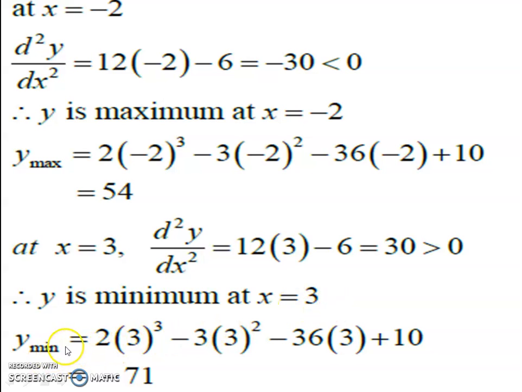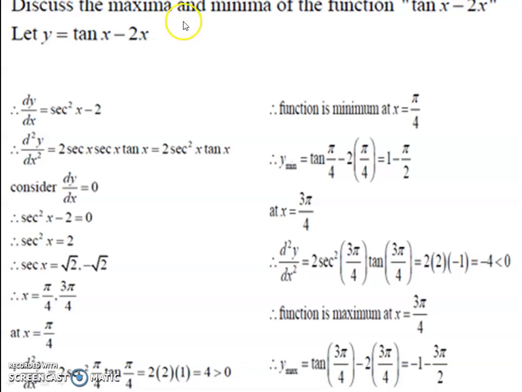Now we have to put x equal to 3 in equation number 1. Y is equal to 2 into 3 cube minus 3 into 3 square minus 36 into 3 plus 10. 3 cube is obviously 27, 3 square is 9, and 3 remains the same. Simplify, we derive minus 71. So in this way, x equal to minus 2 and y equal to 54, the point is maximum, and x equal to 3 and y equal to minus 71, the point is minimum. Be careful about the sign.